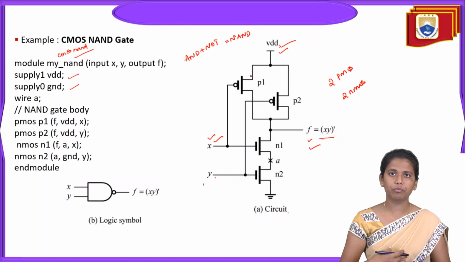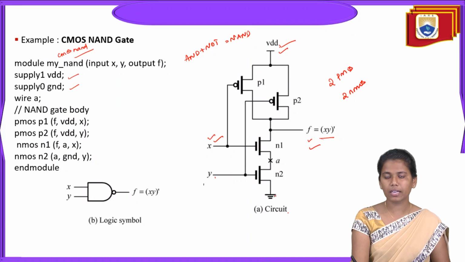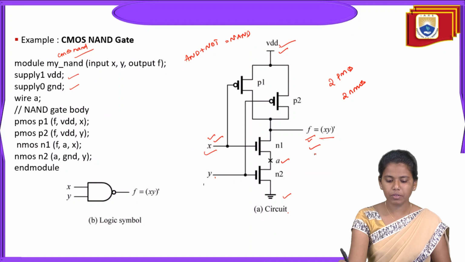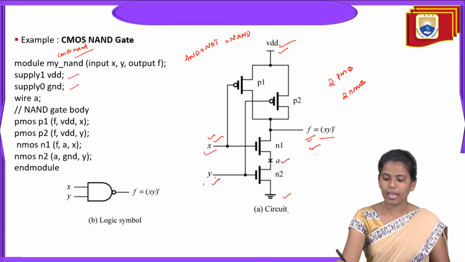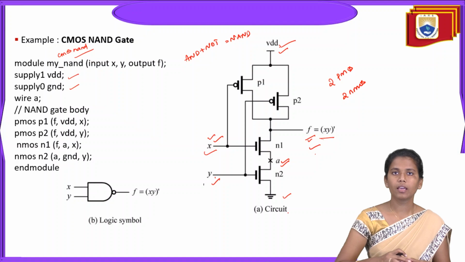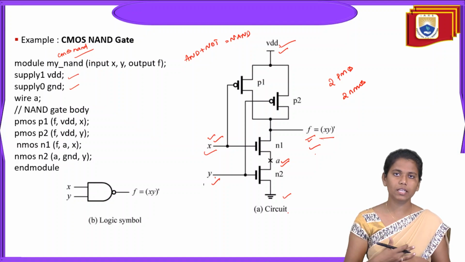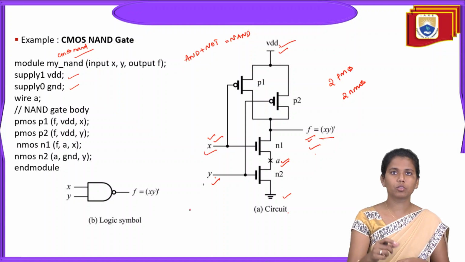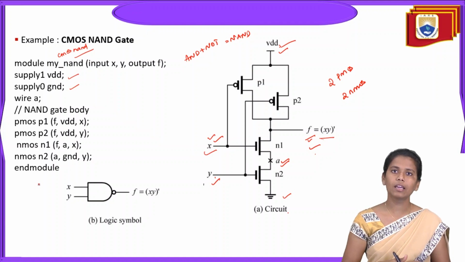Then immediately you have to write with respect to the NMOS switch. So for this NMOS switch, it's connected with F, connected with X, and connected with A, right? And then for N2, connected with ground, connected with Y input, and connected with A. Okay, so this is how I'm going to write my code by considering the keywords pertaining to the P switch and the N switch as well. And then finally, endmodule.